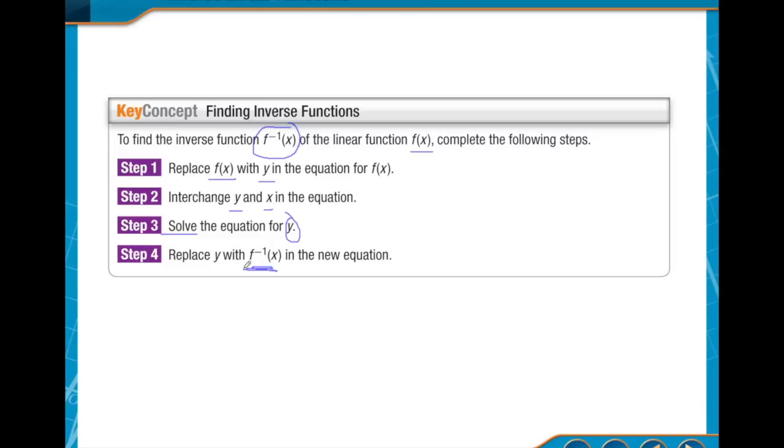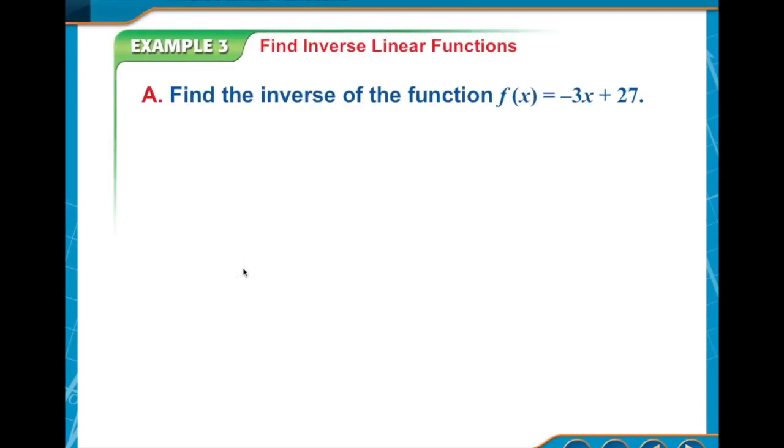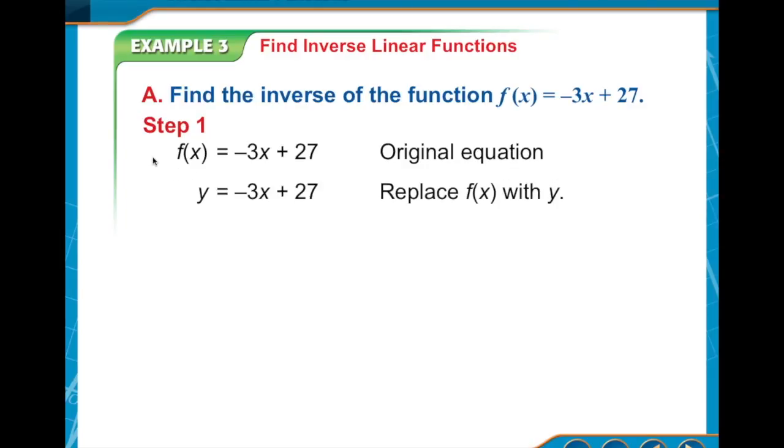So what do all those steps actually mean? Well, let's look at an example. So here's example 3 type problems. Find the inverse of this function. Our original function just says f of x, and we know that means the same thing as y, equal to negative 3x plus 27. So first step, we start with our original, what we are given. Now we'll change this f of x to y. So we see that here. So y equals all of this.